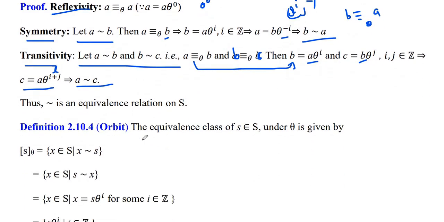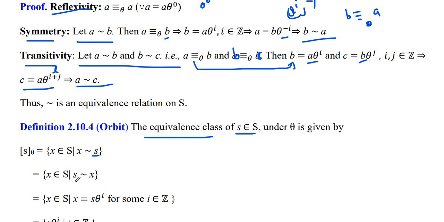Next we have the definition of orbit. The equivalence class of s under theta, where s is in capital S, is given by this. Once we have an equivalence relation, we can talk about the equivalence class. The equivalence class for each and every member of capital S can be determined, and we have as a sample an element s in capital S, for which the orbit, that is the equivalence class of s under theta, is given by this. So all those elements in S which are related to the small s.